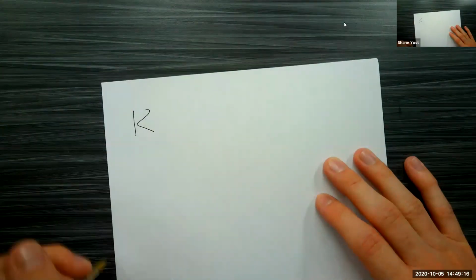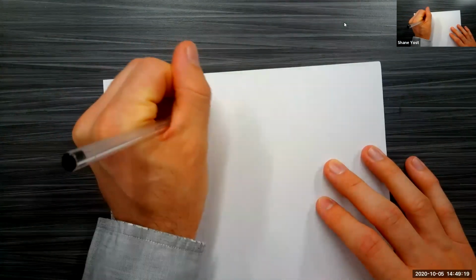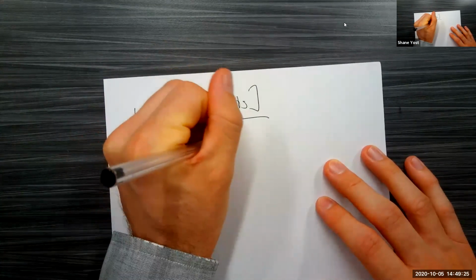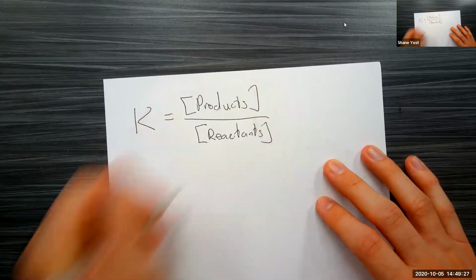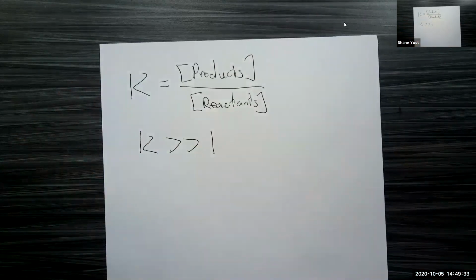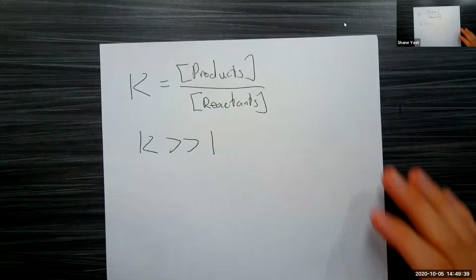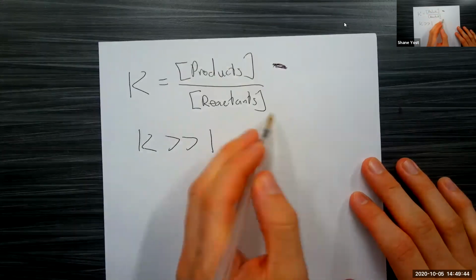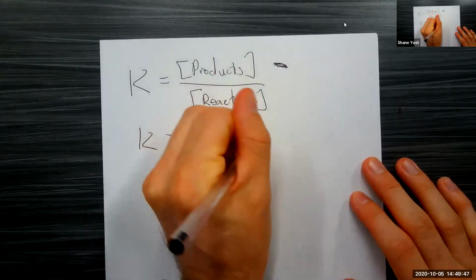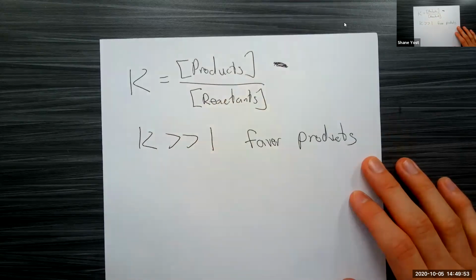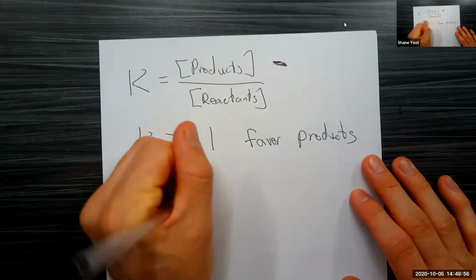K, or the equilibrium constant, is the concentration of products over the concentrations of reactants. If K is much, much greater than 1, some big number like 1,575,000, what that's telling you is that in this ratio I have a lot more stuff on the top than on the bottom. So this is saying I favor products.